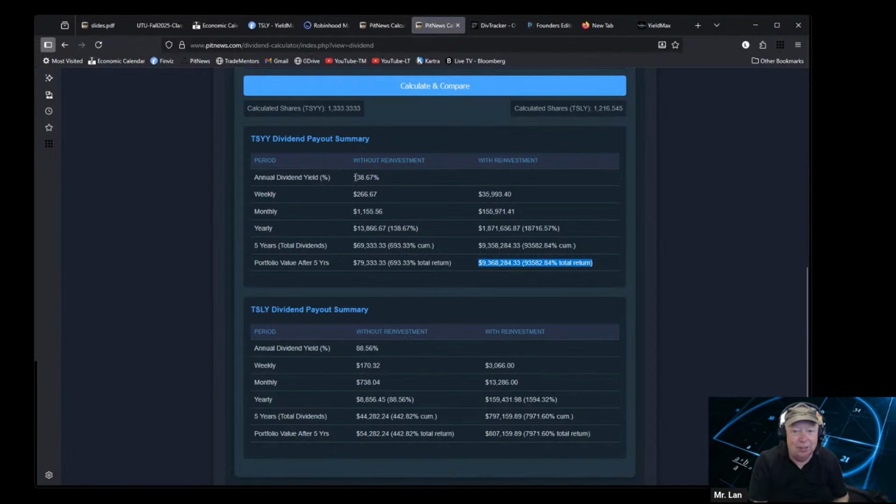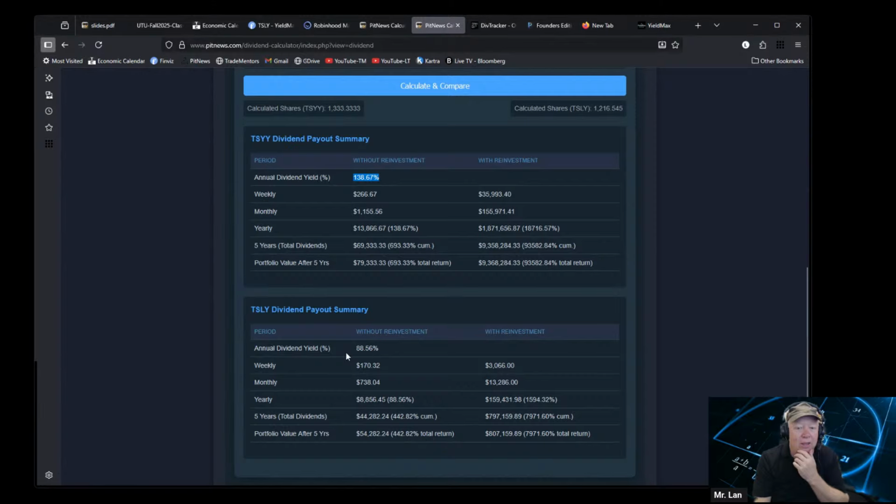Now you know why insurance companies have so much money, but that's the name of the game. 138% return on TSYY, 88% return on TSLY. Both of those are making money off of Tesla. TSYY is selling puts, so they're collecting premium from people who think the market's going to go down. Premiums right now are really expensive because a lot of people think Tesla's going to fall, so the premiums have gone way up. That's why this is so high right now.